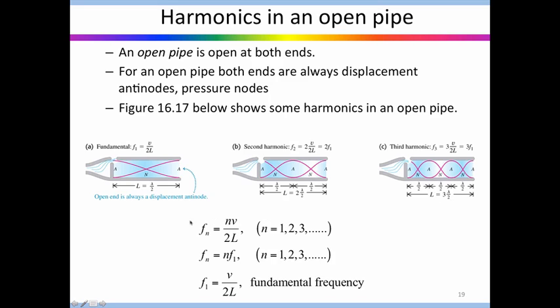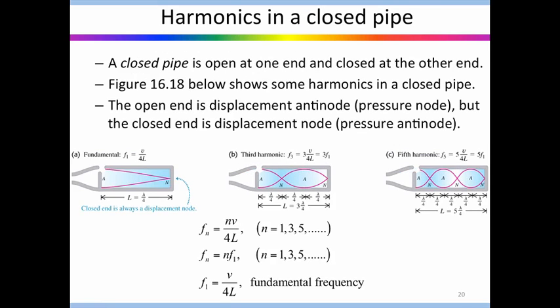Okay, so therefore we can derive a formula for the frequency of the harmonics in a pipe that is open on both ends as N times V divided by 2L, where V is the speed of the wave, and 2L over N is the wavelength of the harmonic. So this is how we take into account the boundary conditions to work out the frequency of the harmonics in a pipe that is open on both ends.